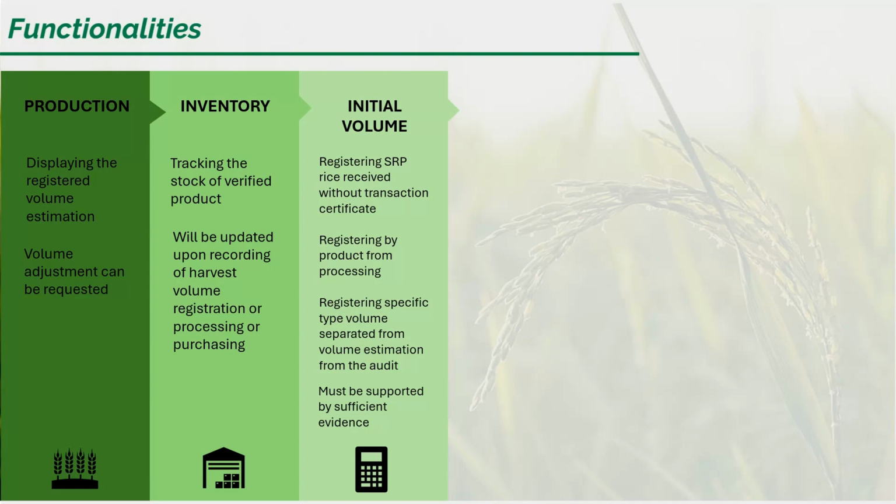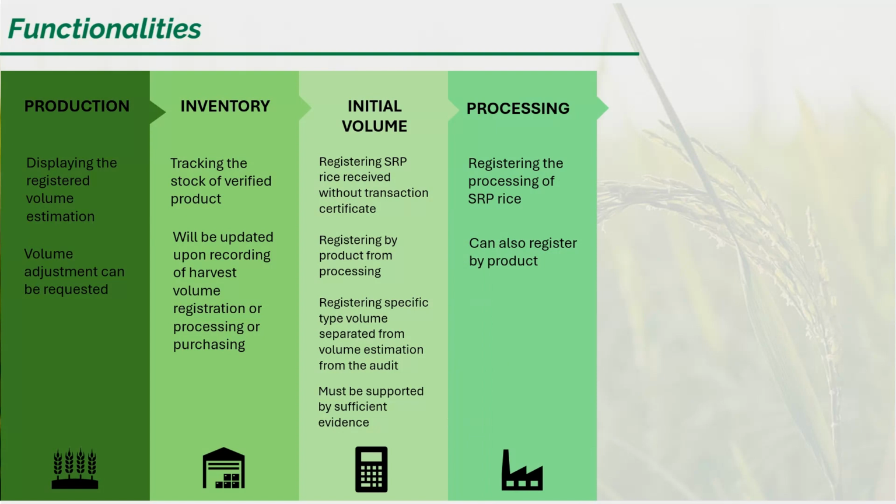The next function is processing. This menu is to register processing of SRP rice in participating operator's processing site. The product of processing must be registered and will appear in inventory once the registration is done. The byproduct can also be registered in RiceTrace if it will be claimed as SRP-Verified product.